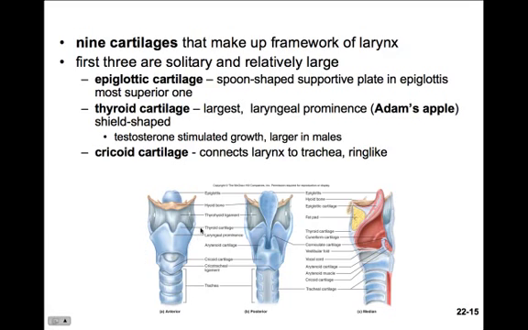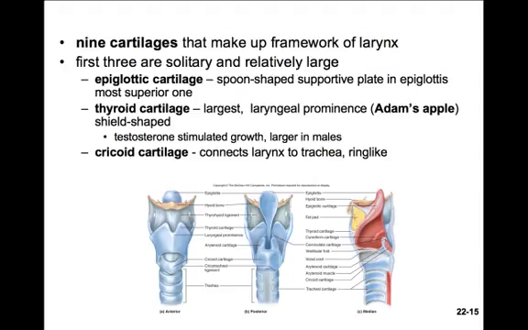Then we see the thyroid cartilage right here. This is also known as the Adam's apple, or the laryngeal prominence. It's the largest of them. It's shield-shaped. And in men, it grows much larger. That's because it's stimulated by testosterone.